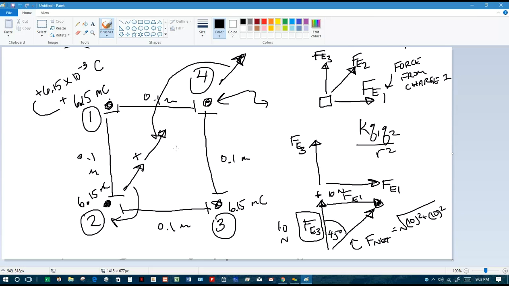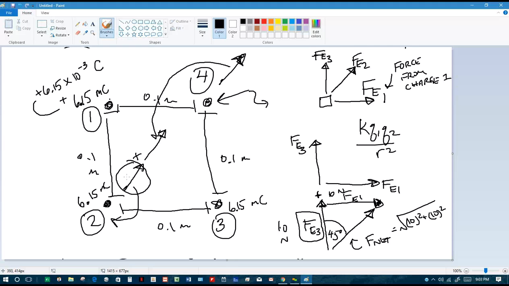Yeah, I see. How will we work out what this guy's force is right here? Do you know how much charge they both have? Because now you would have to focus on 4 too, the top right and the bottom left. Do you know how much charge they both have? 6.15 millicoulombs is the charge on all of them.